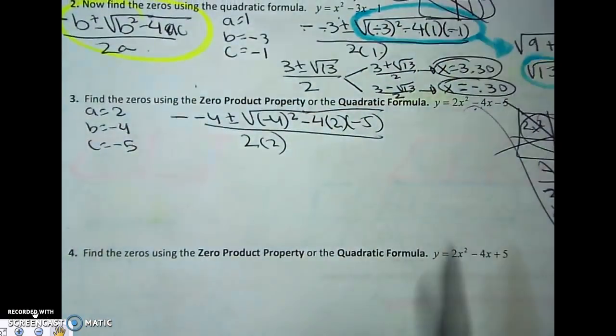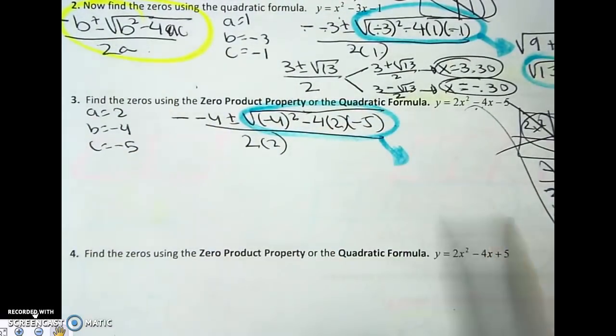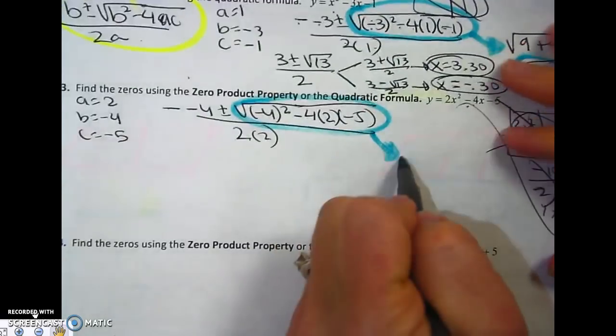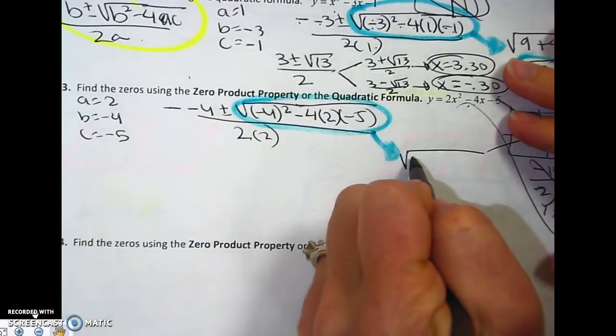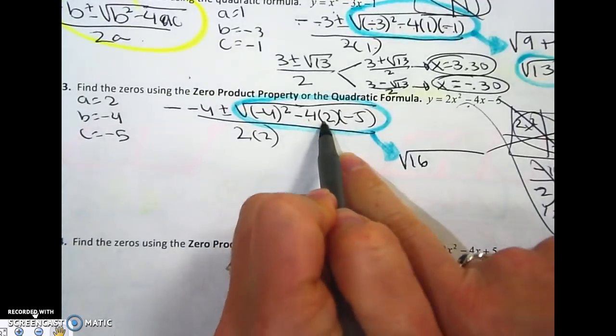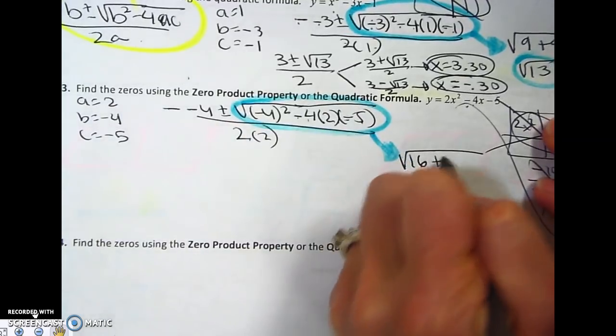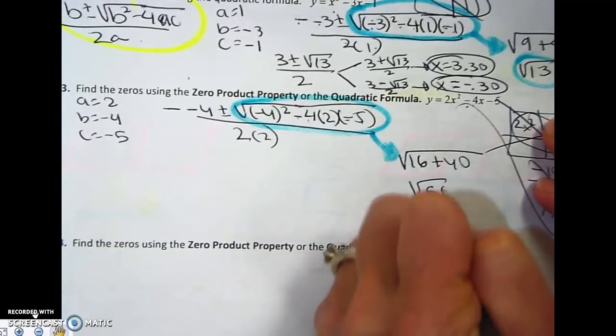Remember what I said. I think this is the most confusing, so I'm going to address that first. Negative 4 times negative 4. Negative and a negative make a positive. 4 times 4 is 16. Don't even look at the negatives here. 4 times 2 is 8. 8 times 5 is 40. And a negative and a negative make a positive. And I get the square root of 56.